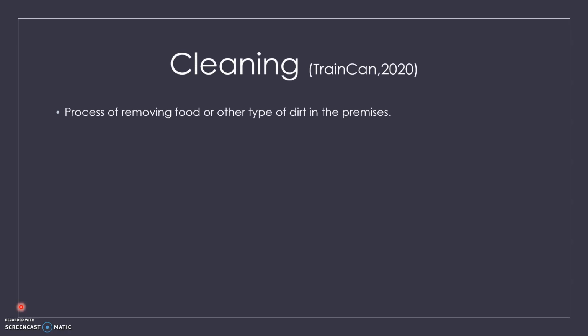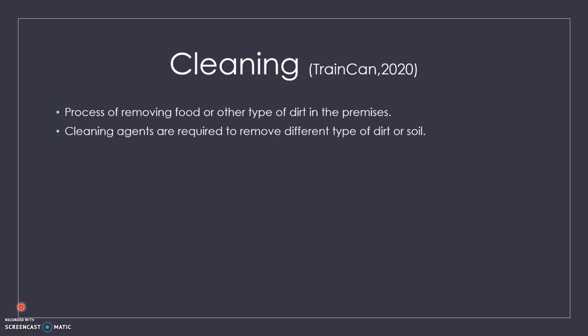So how do we clean? What is cleaning? It is the process of removing food or other types of dirt in the premises. So while we are working and using a cutting board, once we are done with that, we are supposed to clean it. That is something we can see: the oil left over, the dirt, the water spilled over. That is something which is visible, and that is what cleaning means.